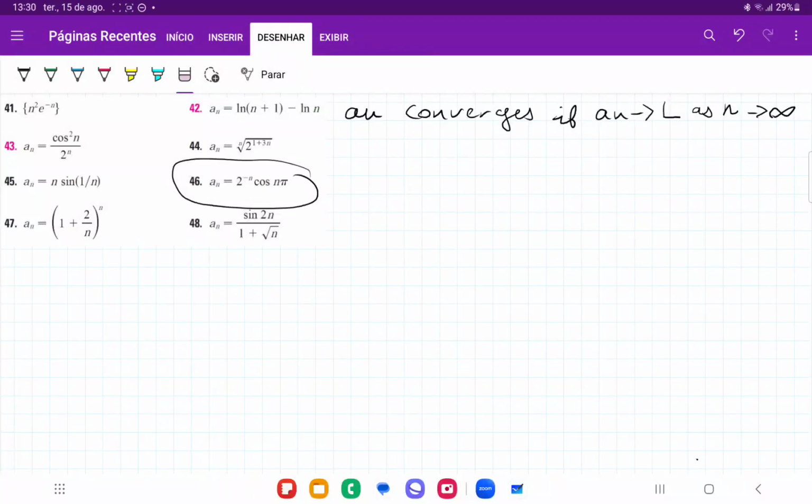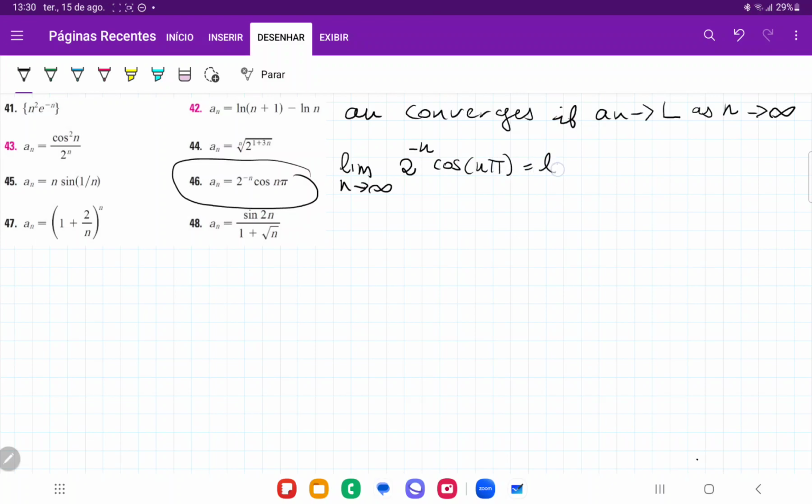So for number 46, we want to see if this sequence over here converges. Now a sequence a_n converges if it tends to a specific limit as n goes to infinity. So what we're going to do here is take this limit: the limit as n approaches infinity of 2 to the negative n cosine n pi. And we're going to see if this spits out a defined number.